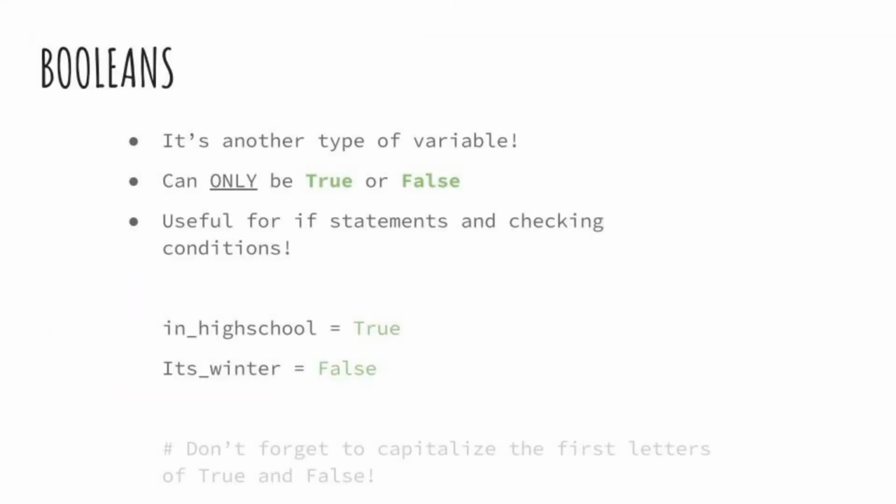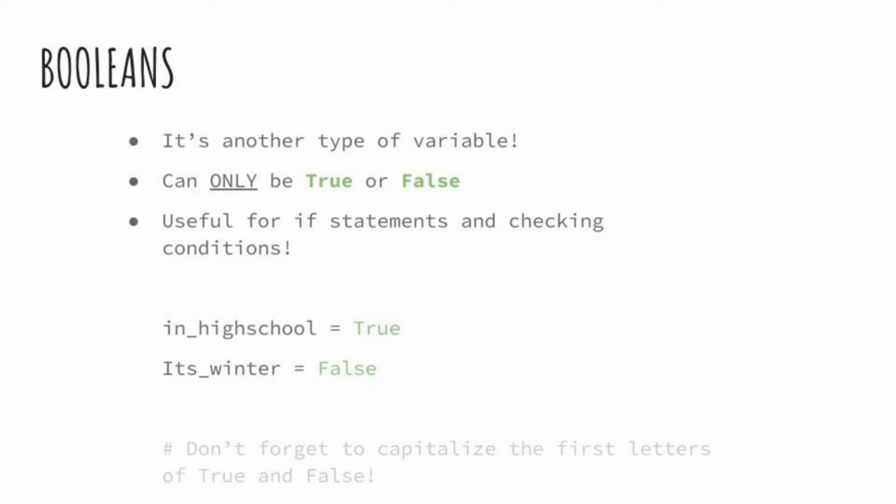So, with review out of the way, we're going to talk about Booleans. Booleans are another kind of variable, and they can only have the values true or false. We'll see later in this lecture that this is very useful for if statements, and even in future lectures we'll see that it's very useful for checking conditions in general.